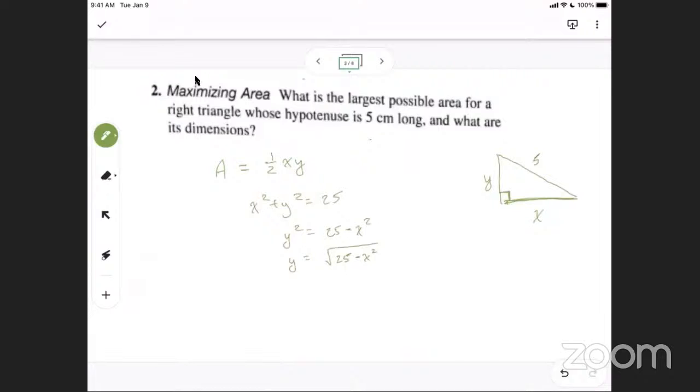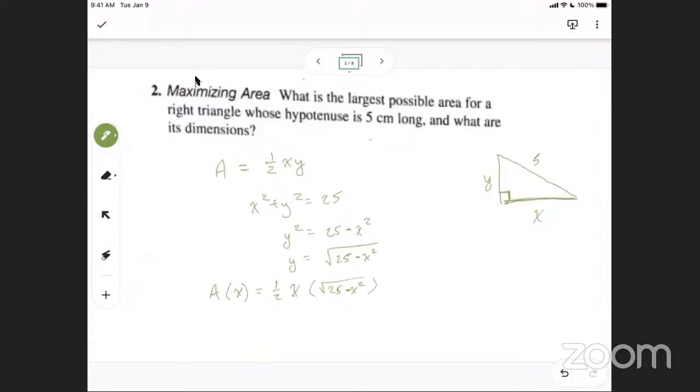Now, why did I do that? Because now I can rewrite my area in terms of just X by plugging in for Y that new formula we just came up with. That makes sense? And now see, we can max it. So that's the area of this right triangle in terms of X.